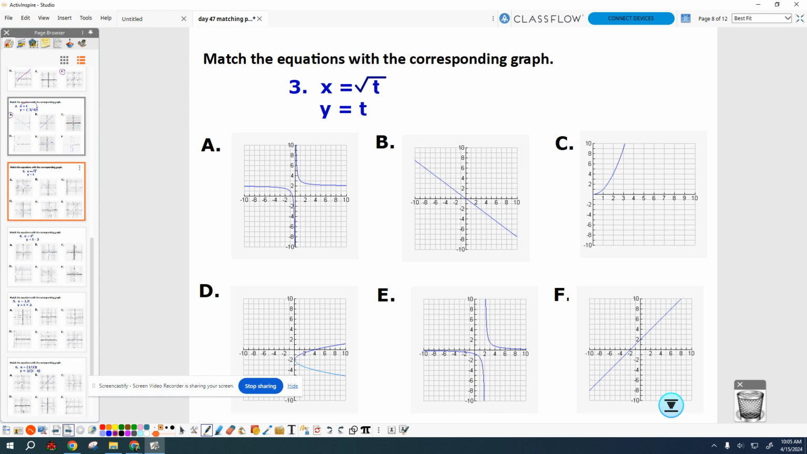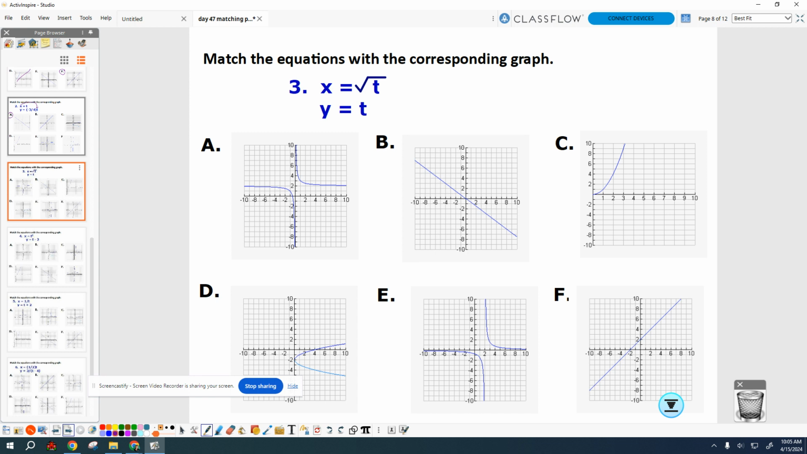Okay, Nick and Van, you guys said we're done. This one, is it the straight line? No. Why not? Because of the square root. Square root, okay. So how do I get the right answer? What do I see?